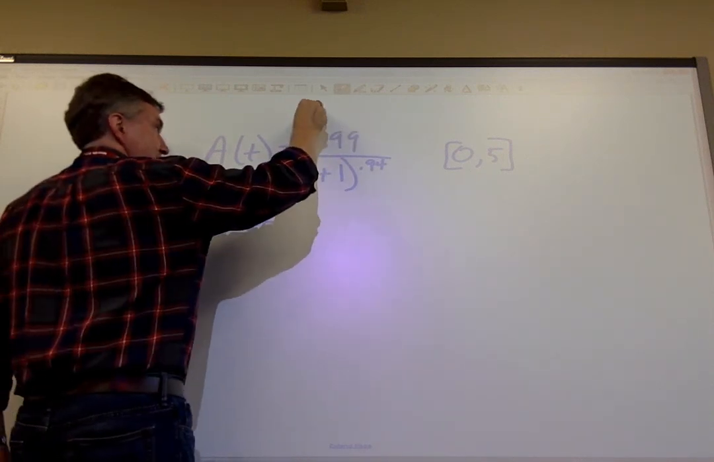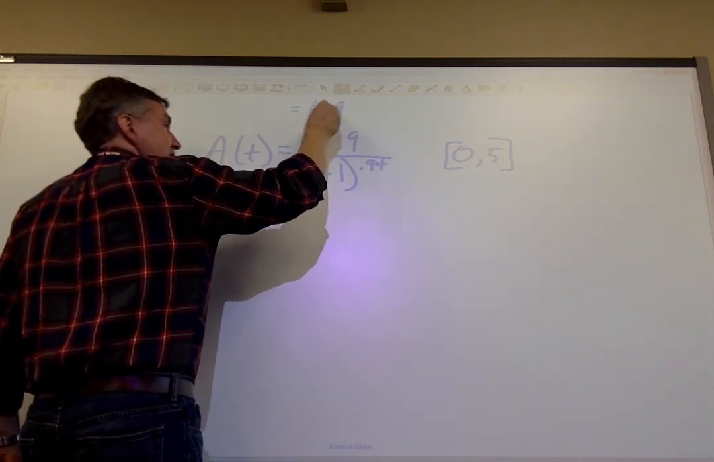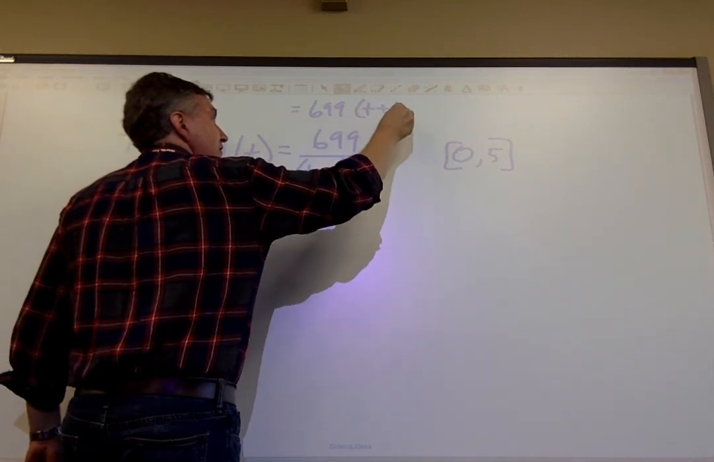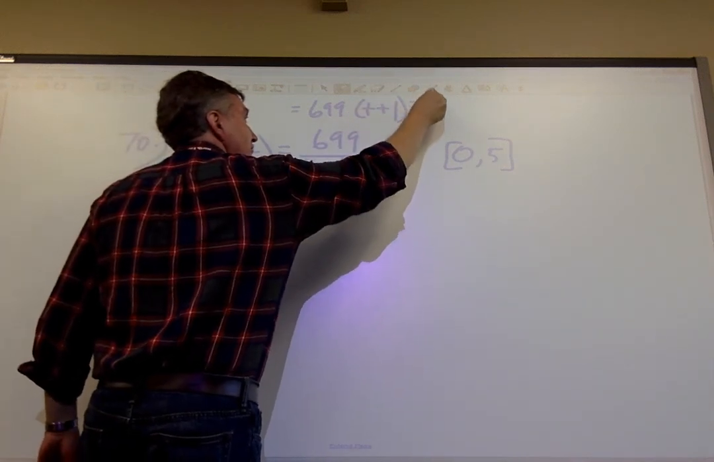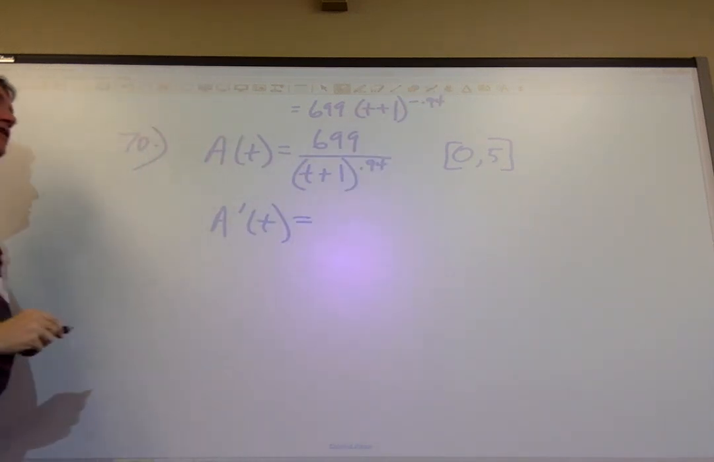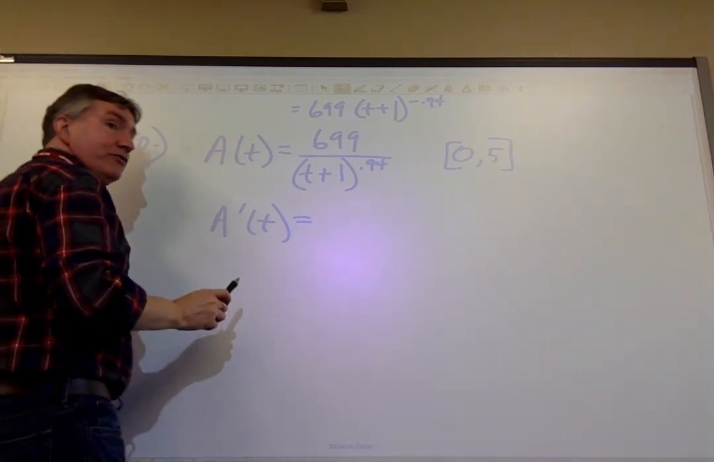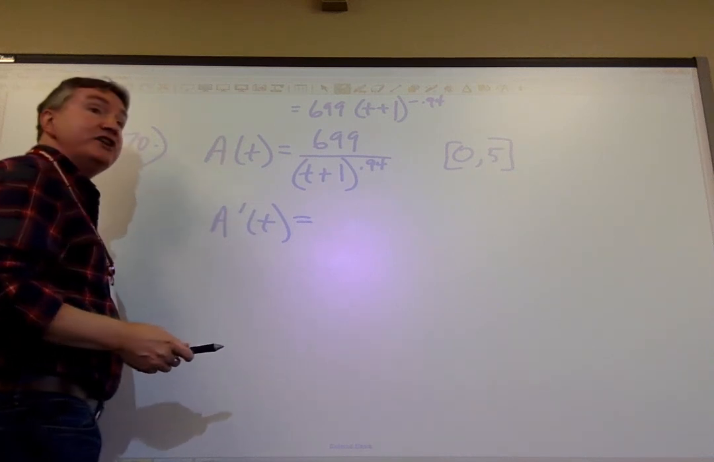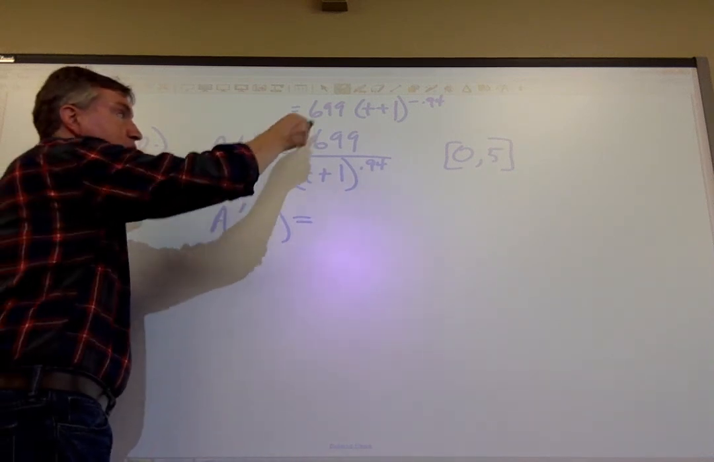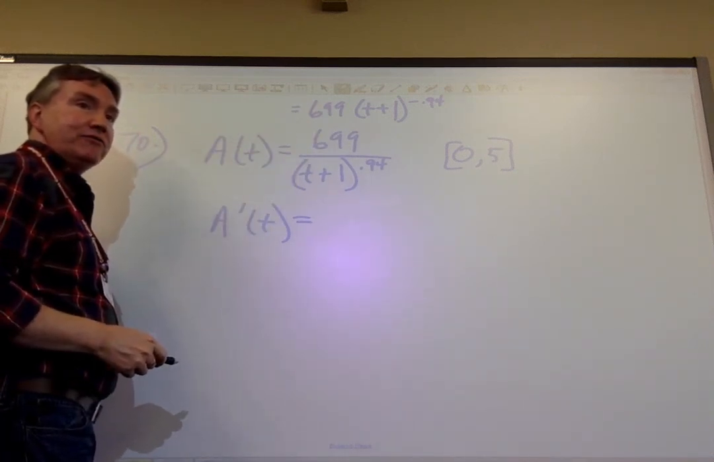699 times t plus 1 to the negative 0.94. Just bring it up as a negative power, then you don't have to use quotient rule. Would you rather avoid that if you could? And we'll have to do chain rule anyway, won't we? Within quotient or power.